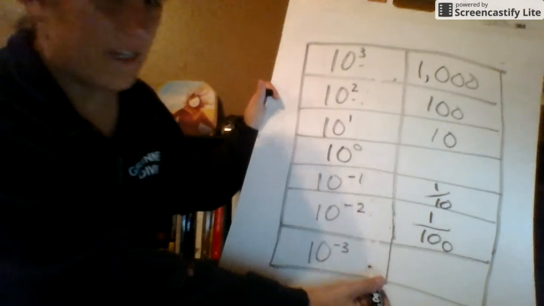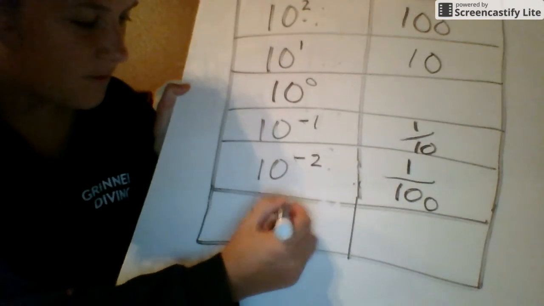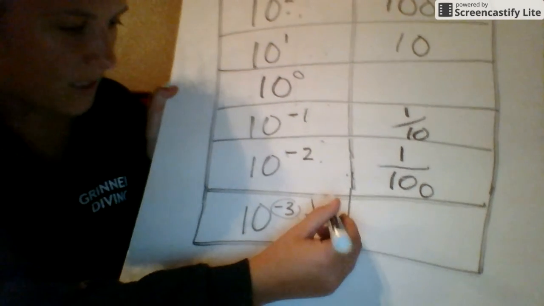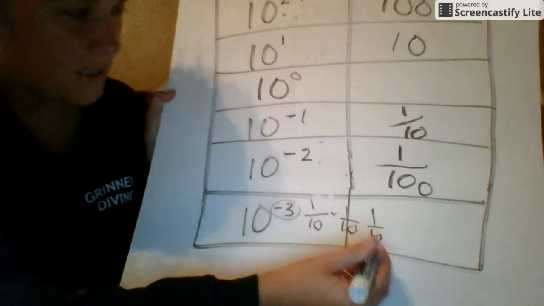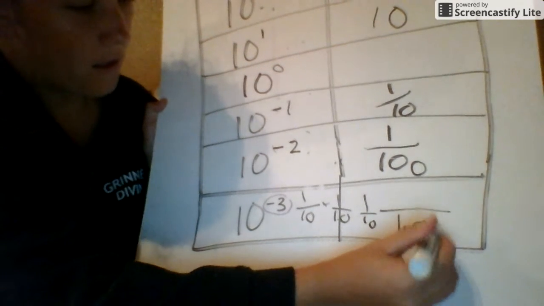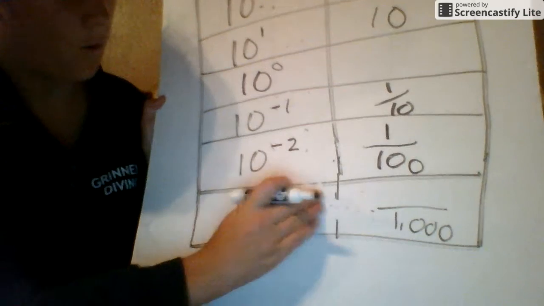And last, 10 to the negative third power. Again, the negative exponent tells me to divide. So I'm going to divide. This is 1 over 10, and I'm doing that 3 times. 10 times 10 times 10, we knew that up here was 1,000. And my numerator, 1 times 1 times 1, just gives me 1.